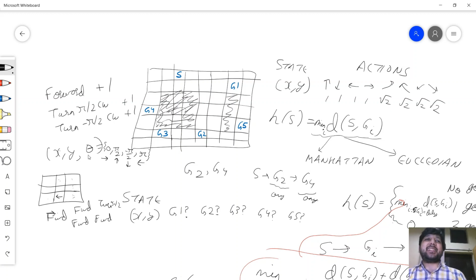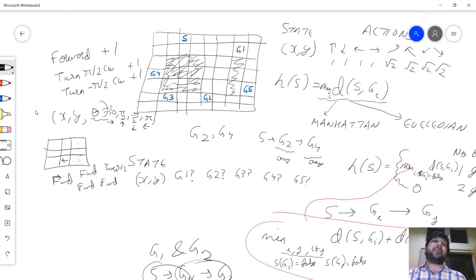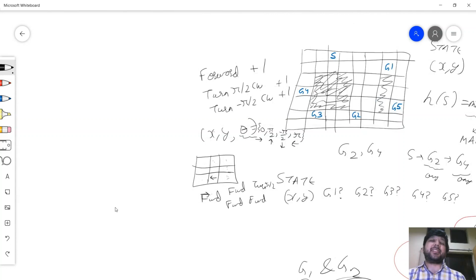So my state in this case, the angle cannot be abstracted out. I need to consider the angle as well, because my actions and my action costs are dependent upon where am I actually looking at. And because of that, again, it becomes interesting what really is my heuristic function in such a case.